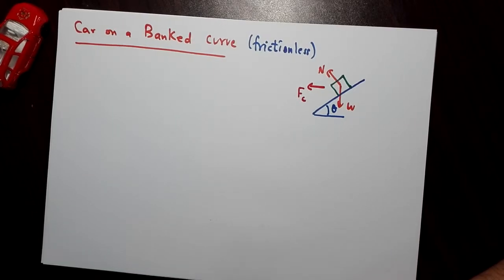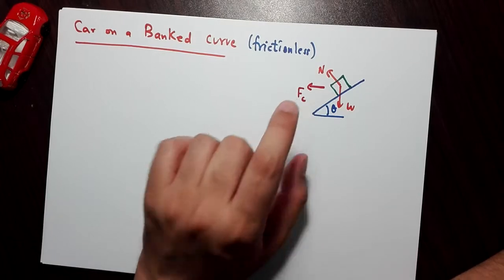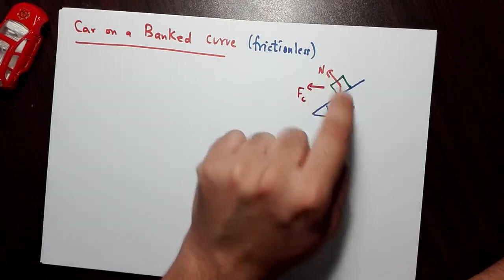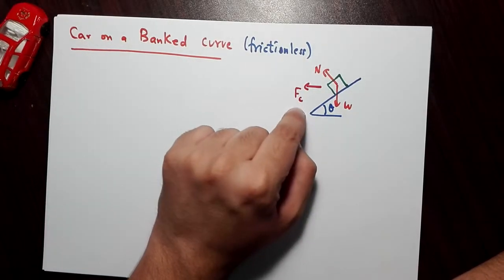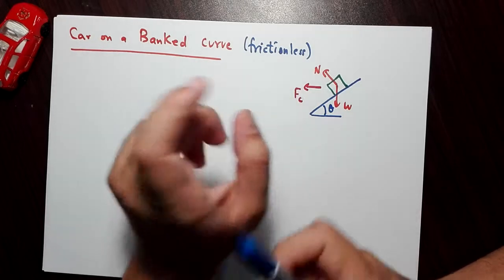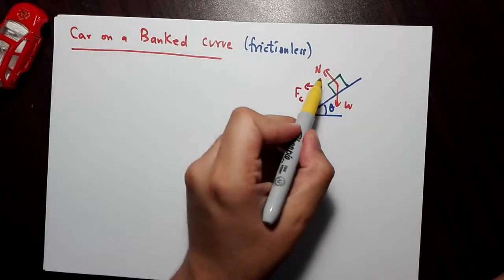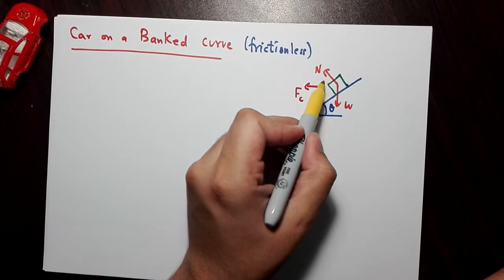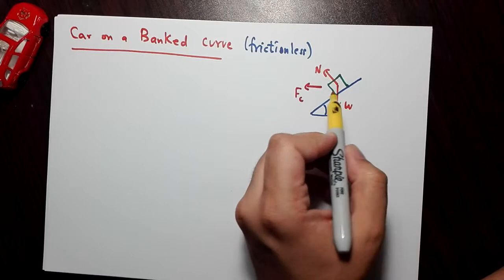So a question that I ask when I teach this is, what do you guys think? Pause the video and think about this. Which force amongst these two should we resolve in order to get this centripetal force that's towards the center? The answer is that we should resolve the normal force in this case, because there's a component of the normal force towards the center.